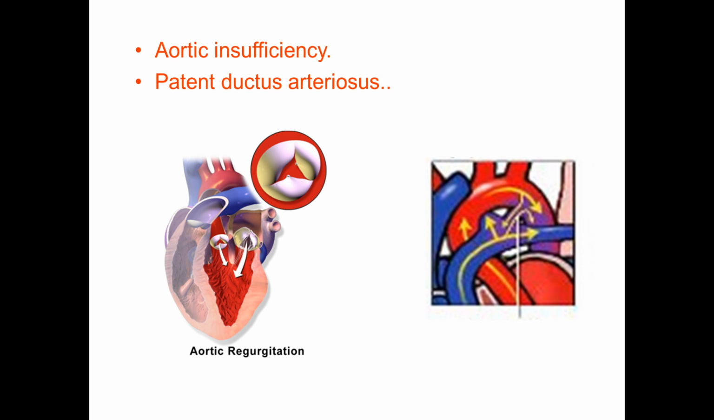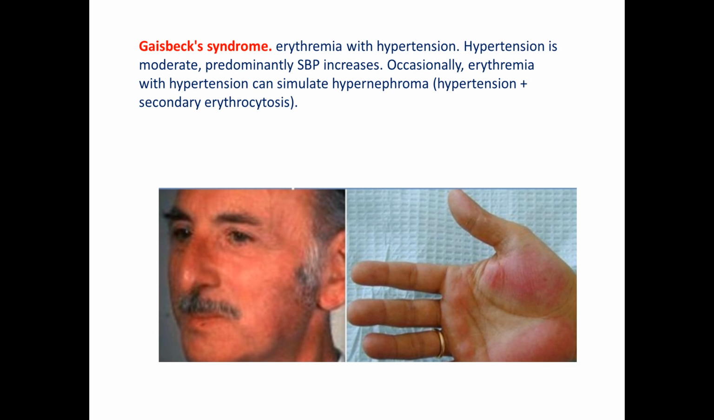Hemodynamic secondary arterial hypertension also includes aortic insufficiency and patent ductus arteriosus. Aortic insufficiency, as you remember from valvular heart disorders, increases systolic pressure and decreases diastolic pressure. We have very high pulse pressure, and patent ductus arteriosus is also characterized by increased blood pressure.